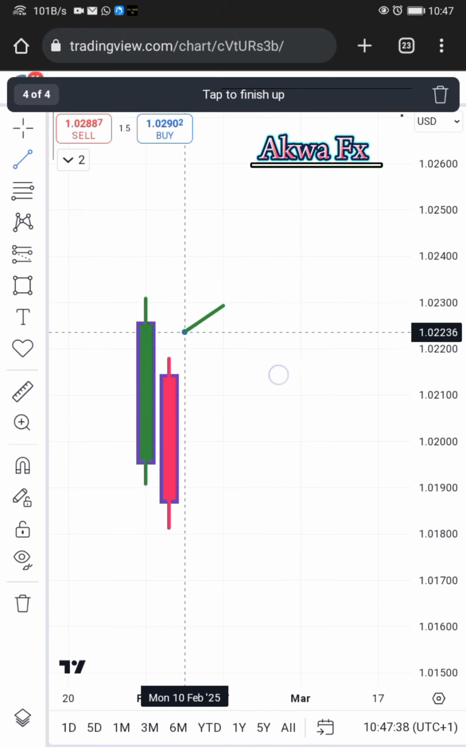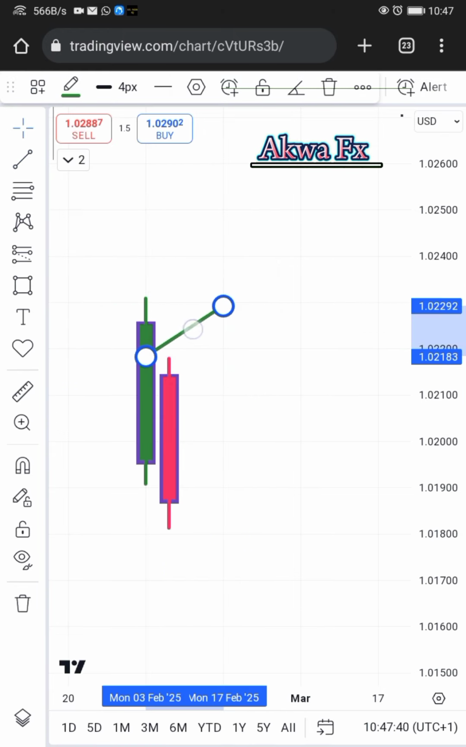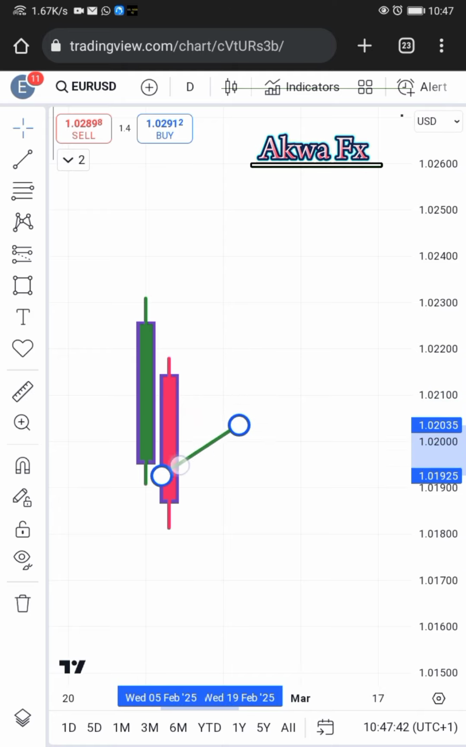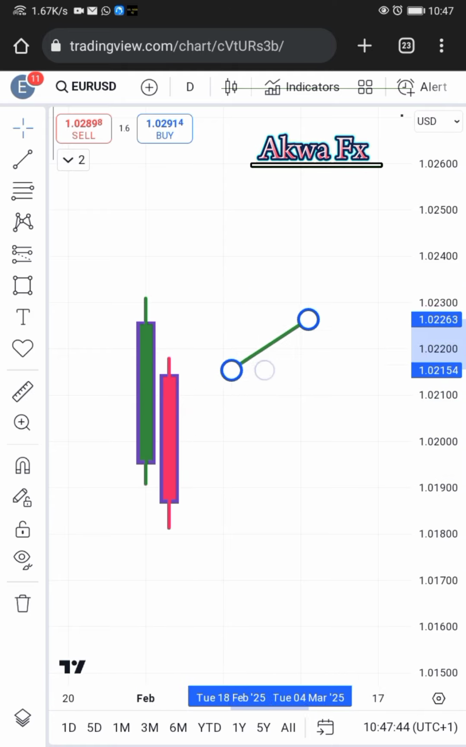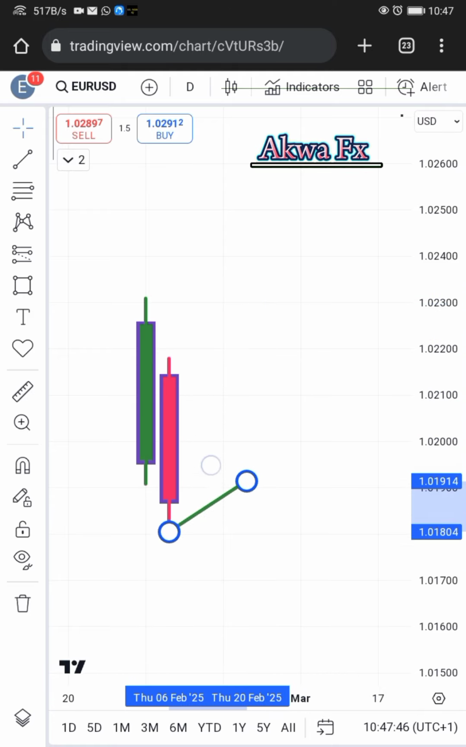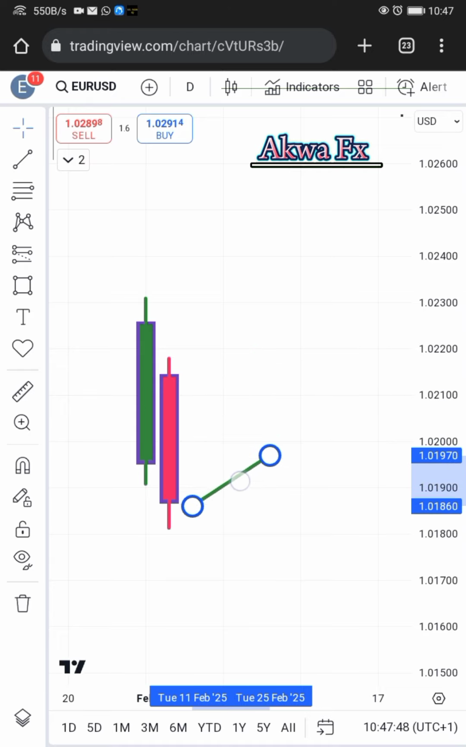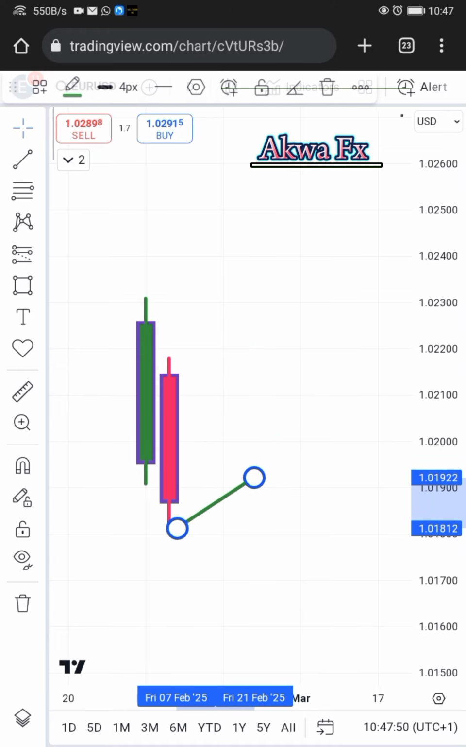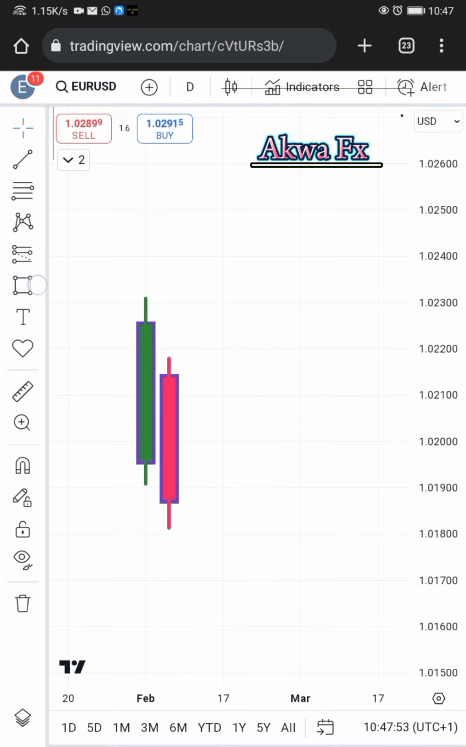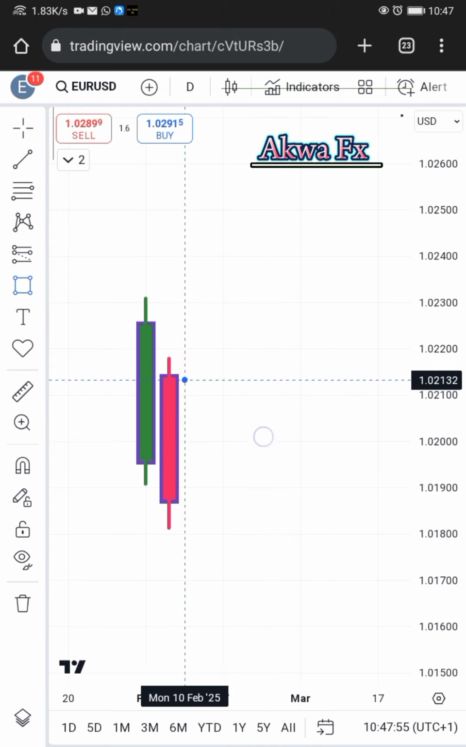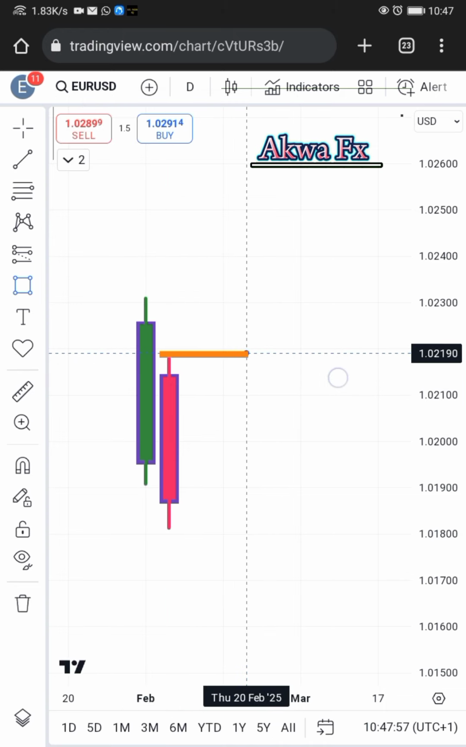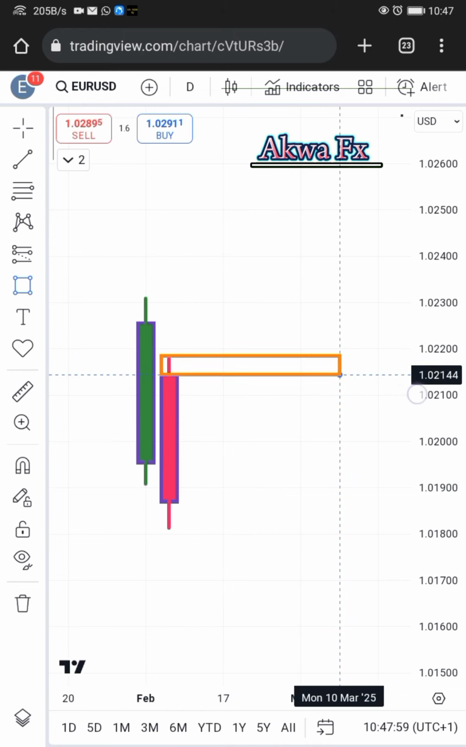So for the bearish part, you can see the market was coming down. The market was bullish to the upside. Before we know it, this candle closes below this candle, which shows that today we are going to be looking for a bearish trend of this market. So we will mark the wick of this candle.